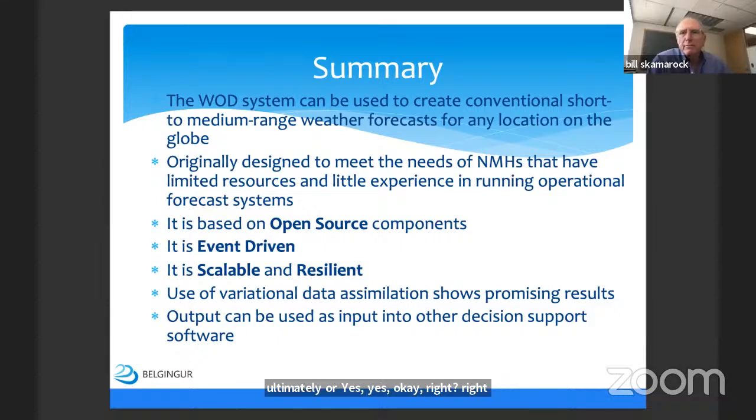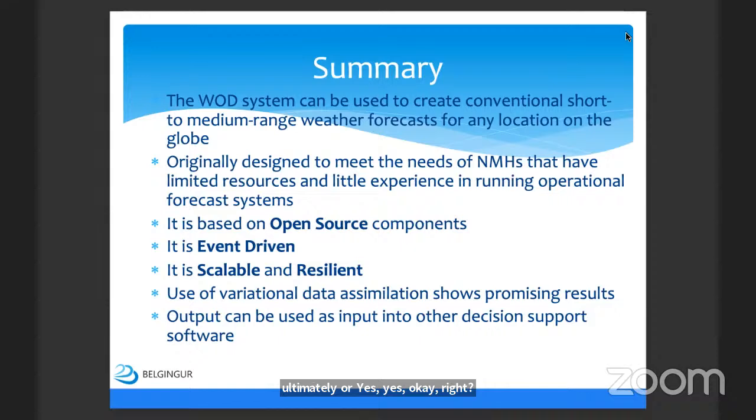Right, right. But I should mention that we are still using the background error covariance matrix, the default one. So we have not yet gone into the work of creating our own custom-made covariance matrix. So that's kind of the next step along the way.